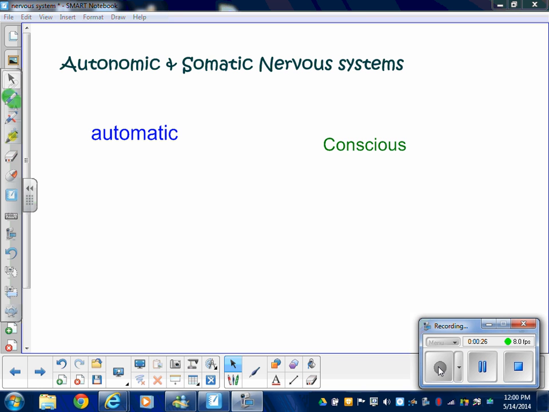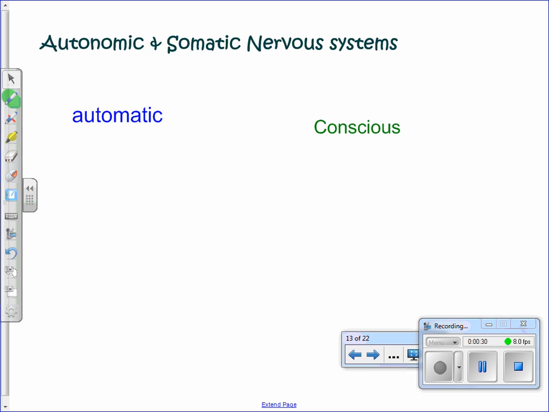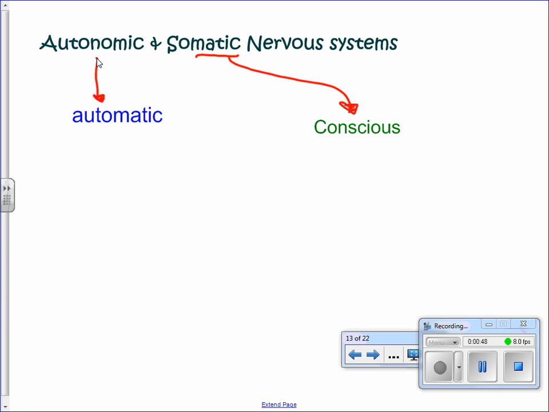So real briefly, and this is pretty obvious, right? The autonomic nervous system is automatic. The somatic, which means body, is under conscious control. And in a minute, when we talk about the regions of the brain, you can see how that maps in. What things might be in the autonomic nervous system? What functions? What things are automatic? You don't think about them, they just happen.